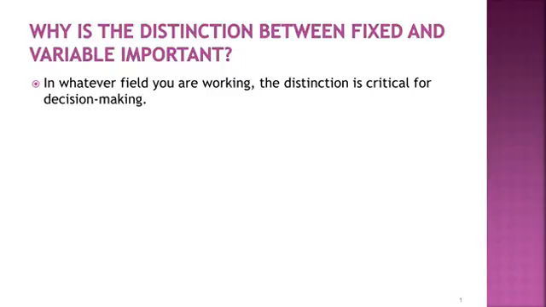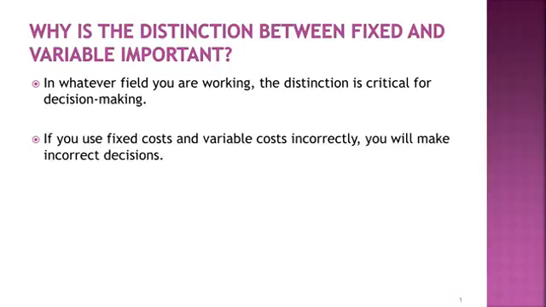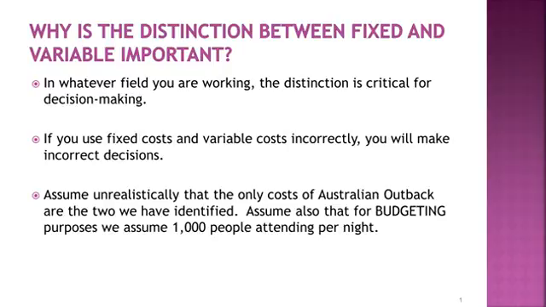Carrying on from part 1, where we discussed the difference between fixed and variable costs, we're now going to look at why this distinction is important. It doesn't matter what field you're working in, the distinction is critical for decision making. If you use fixed costs and variable costs incorrectly, it's quite possible you will make an incorrect decision.